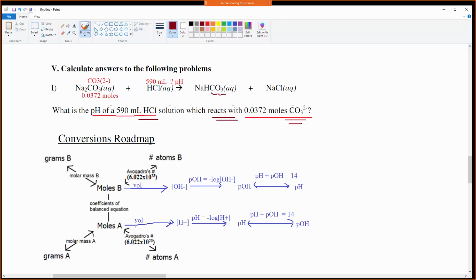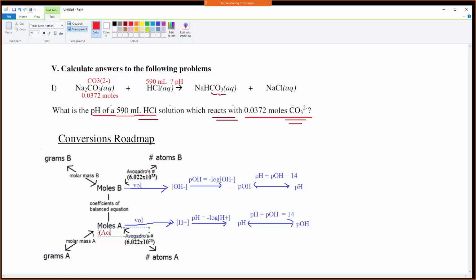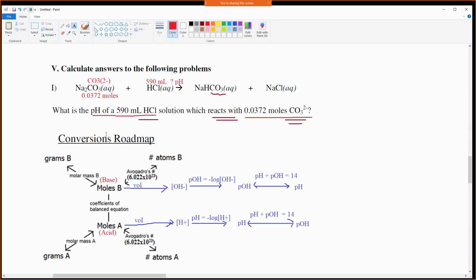All right, so we have kind of looked at this equation and we see what we've got here. Let's orient ourselves on the roadmap. And again, we're going to say A stands for acid. It's like I planned it from the beginning of the semester, knowing that someday you'd be stuck with this kind of question, right? And B stands for base. So they're asking for the pH of, is this the acid or the base?